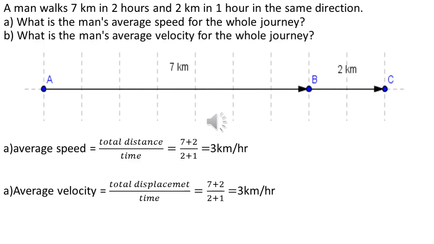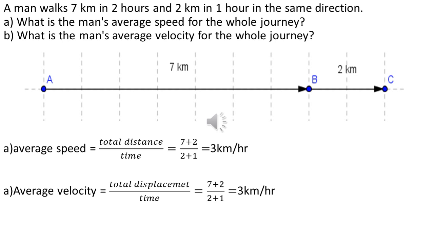A man walks 7 kilometers in 2 hours and 2 kilometers in 1 hour in the same direction. What is the man's average speed for the whole journey and what is the man's average velocity for the whole journey? The speed equals the velocity when the man moves in a straight line. In this case the total distance equals the total displacement. And the problem says a man walks 7 kilometers and 2 kilometers in the same direction. So the total distance equals the total displacement. In this case, the average speed equals the average velocity.